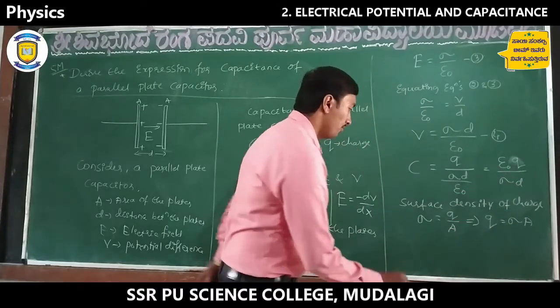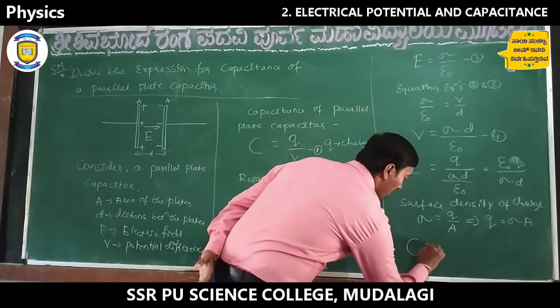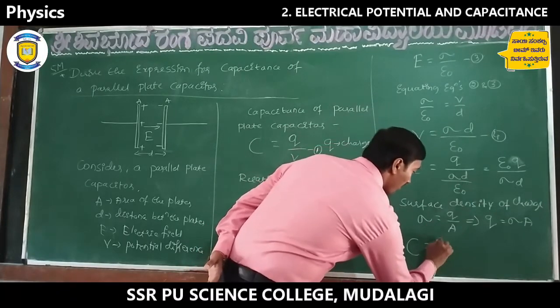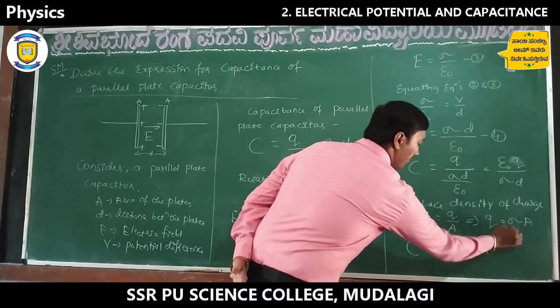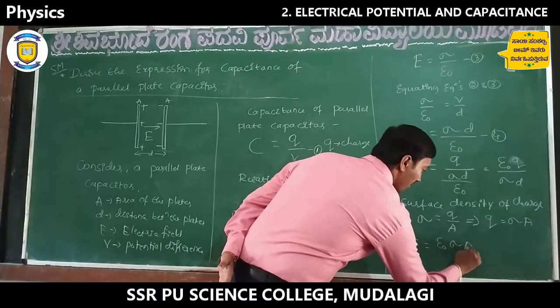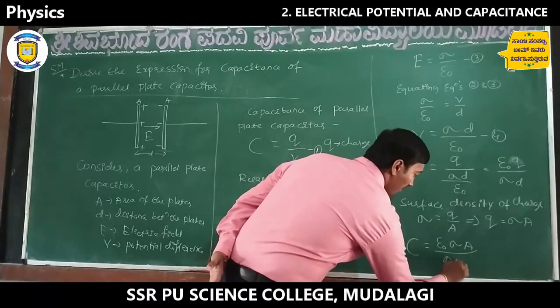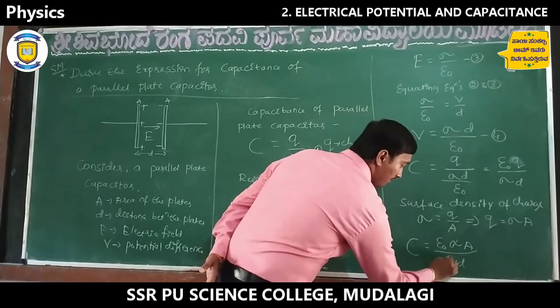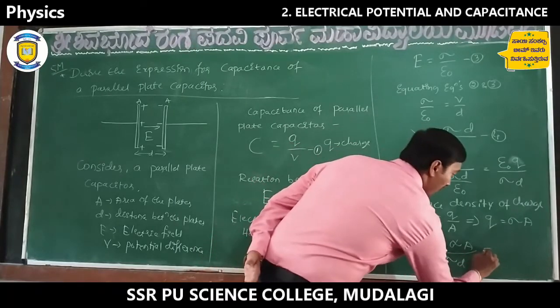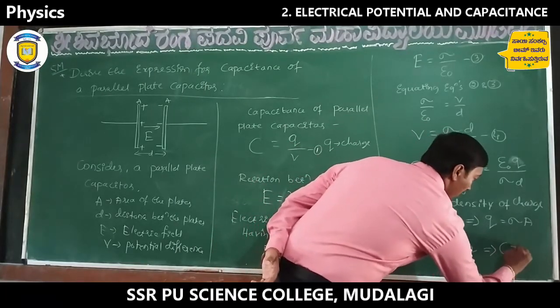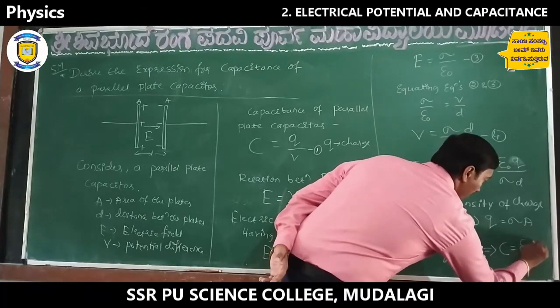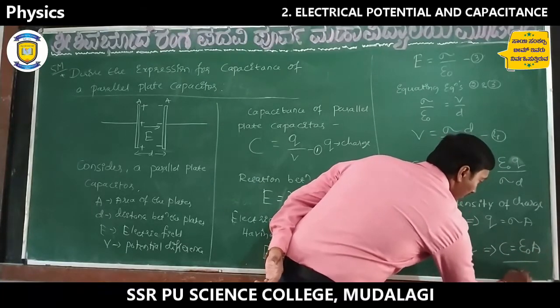So the capacitance is nothing but epsilon naught q, meaning sigma a, divided by sigma d. Right? This sigma cancels. So the final equation is C: the capacitance of a parallel plate capacitor is epsilon naught a by d.